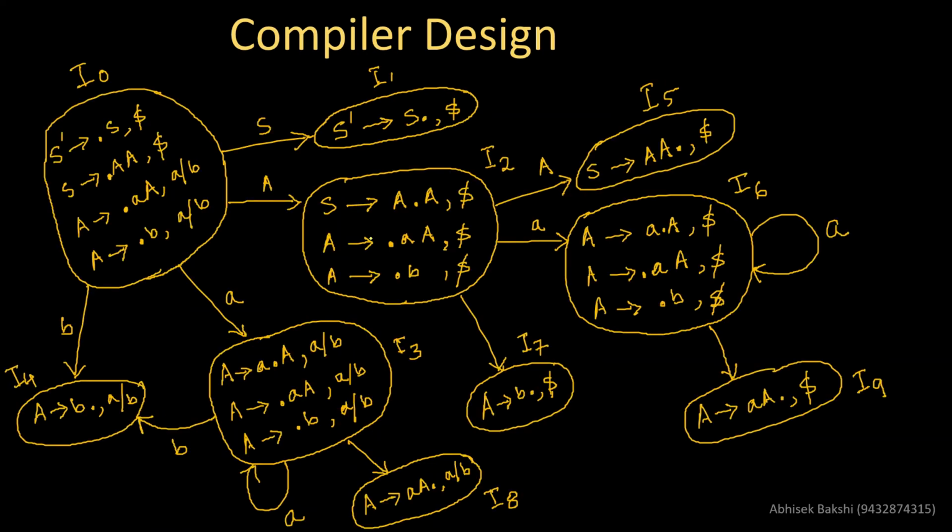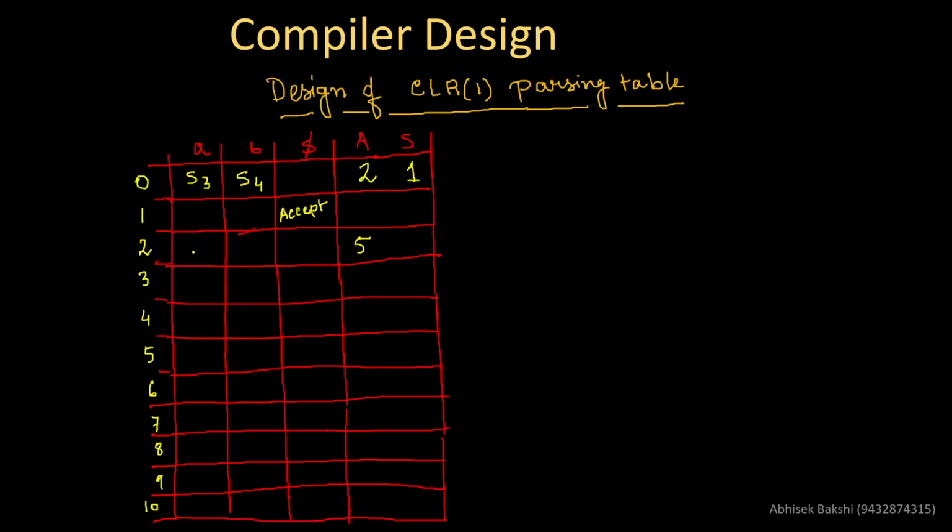Now from 2, for small a it is I6, for I'm sorry, it is for small b, right? Yes, for small b it is I7. That means for A it is shift to 6 and it is shift to 7, right? Fine.